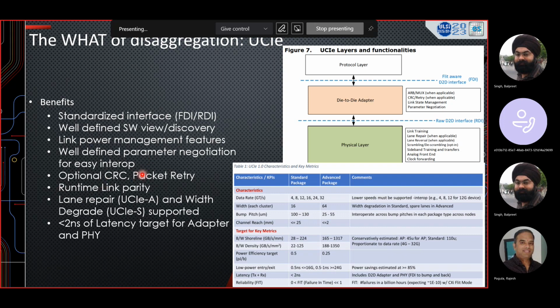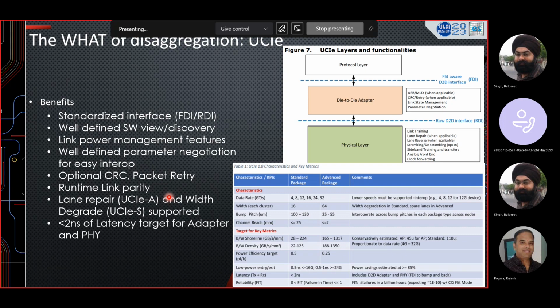It also supports optional CRC and packet retry. It also has something called runtime link parity, which allows you to debug which link might be the one giving you the most errors. So it is a link or lane level parity. It gives you an idea of which lane is having the maximum number of failures, because a CRC is packet wide correction.